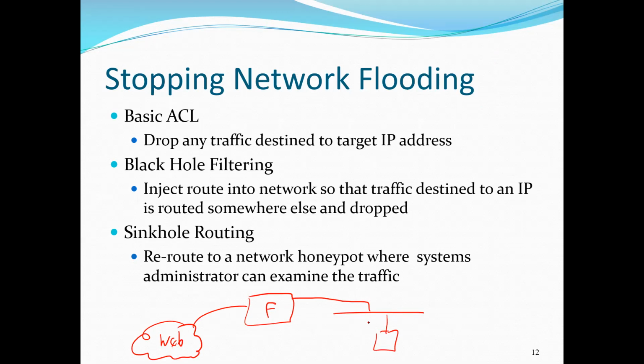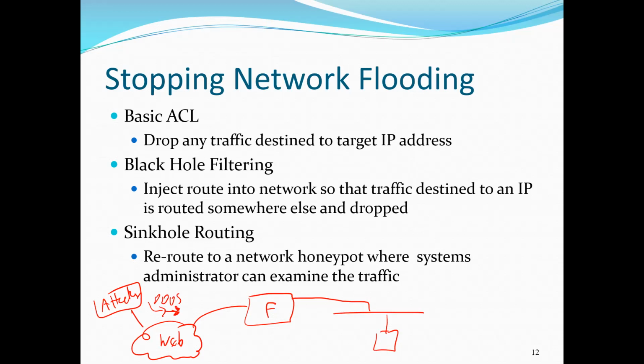So if you're going to do a DOS attack, the attacker is over here, and they're doing DOS, DDoS, whatever, right? Now the firewall is in between, so you want to think about what the firewall can do, stopping a network flooding attack, for instance. So a basic ACL: drop any traffic destined to the target IP address, right? That's the simplest thing.